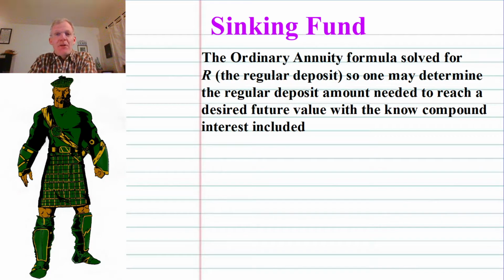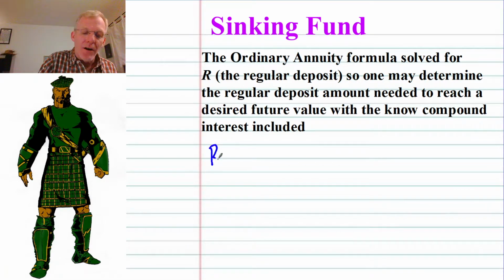So in other words, it's the ordinary annuity formula solved for R, the regular deposit. One may determine the regular deposit amount needed to reach a desired future value with the known compound interest included. So it's just the ordinary annuity formula solved for R. So it looks like this. Let me go ahead and grab that.